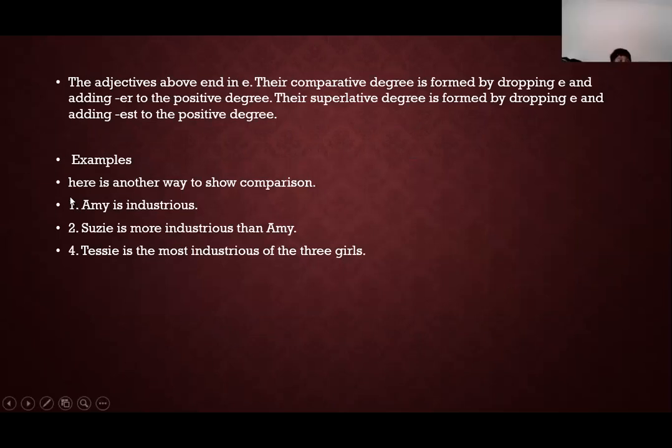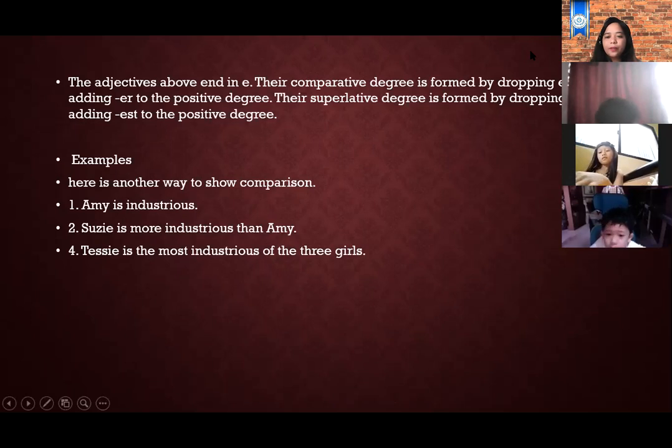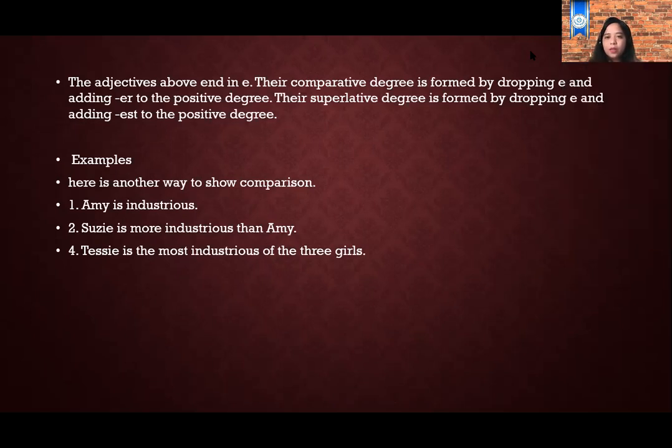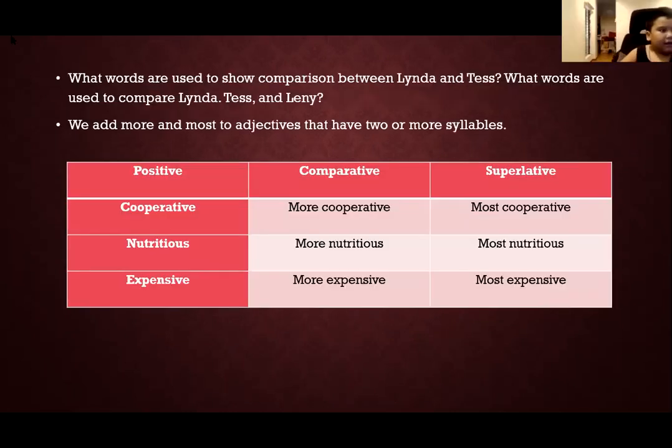So you have some examples given below. Amy is industrious. Susie is more industrious than Amy. Tessie is the most industrious of the three. So this is one way of comparing using the comparative and the superlative. As you can see, we use more and most. Why do we use more and most? Because you cannot say industrious-er. It's not in the vocabulary. Yes, Zach? Because that's what they said. Not in the. What words?